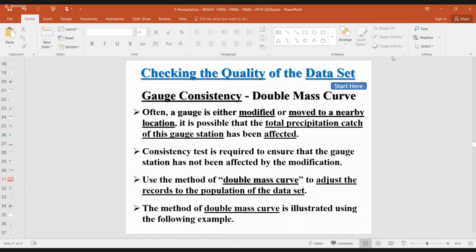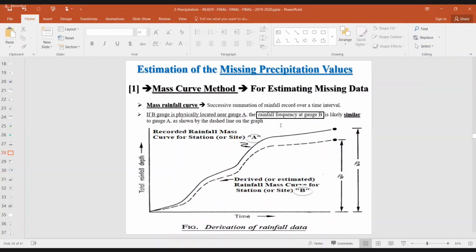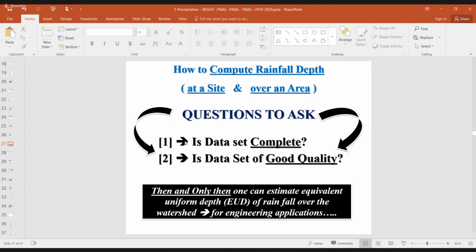We are now beginning our lecture where we left last time. So, when we have asked those questions, is our data complete? If you recall from the previous lecture, let's go backward. We had asked these two questions: Is the data set complete? Is the data set of good quality to do our work? For example, finding out the depth of water over the entire watershed.